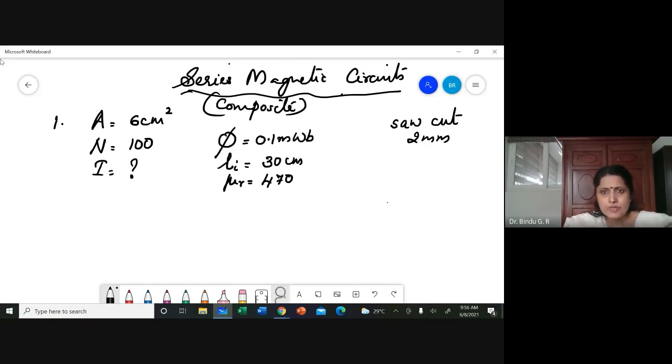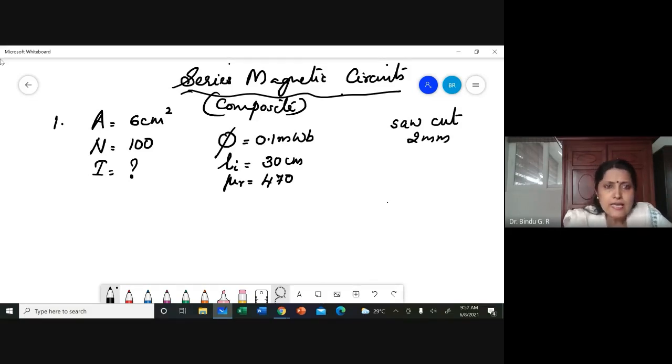Okay. I'll read the question once again. All of you should check whether you have written everything correctly. An iron ring of cross-sectional area 6 centimeters squared is wound with a wire of 100 turns and has a saw cut of 2 millimeters. Calculate the magnetizing current required to produce a flux of 0.1 milliwebers if the mean length of the iron path is 30 centimeters. The mu r, or relative permeability of iron, is 470.